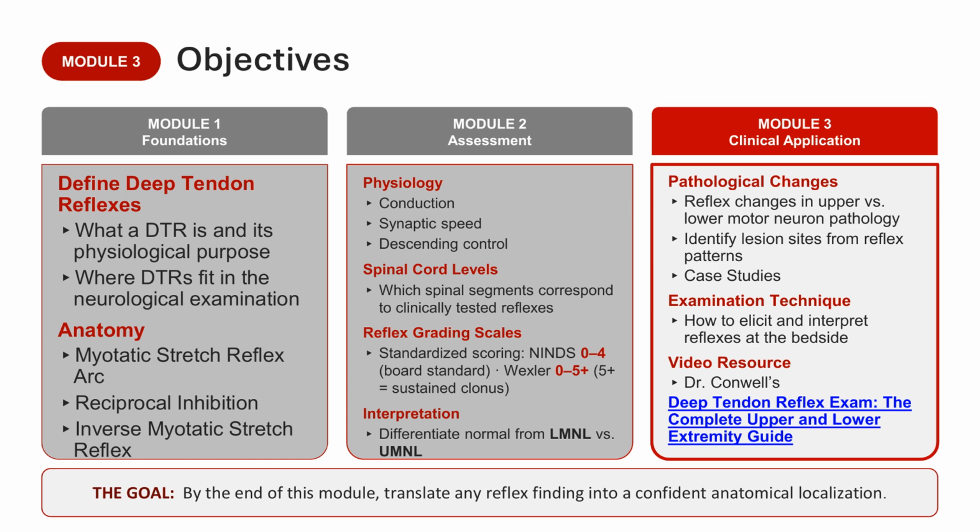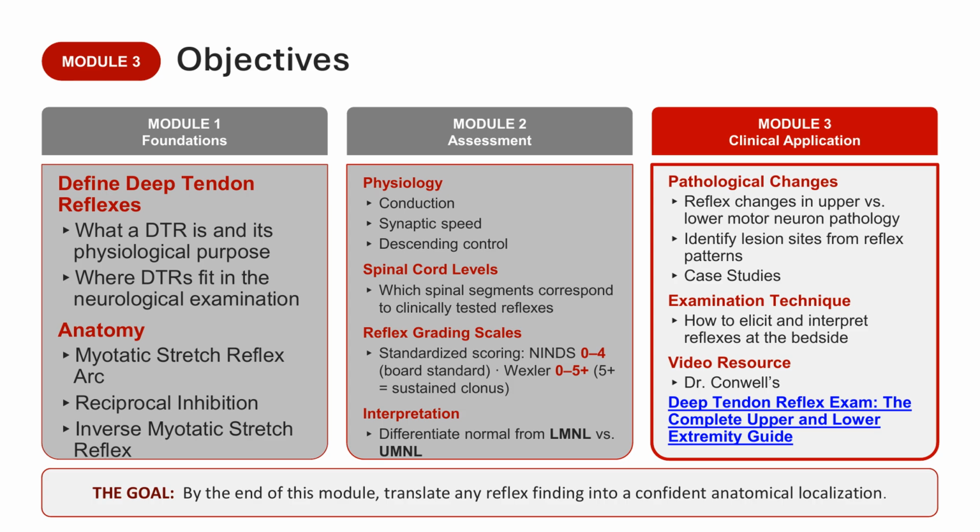The Wechsler scale, 0 to 5 plus, is the clinical shorthand many clinicians still use at the bedside, where 5 plus denotes sustained clonus. Same phenomena, different ruler. Read each grade as it is written on the slide, and when you chart, know which scale you are using and say so.